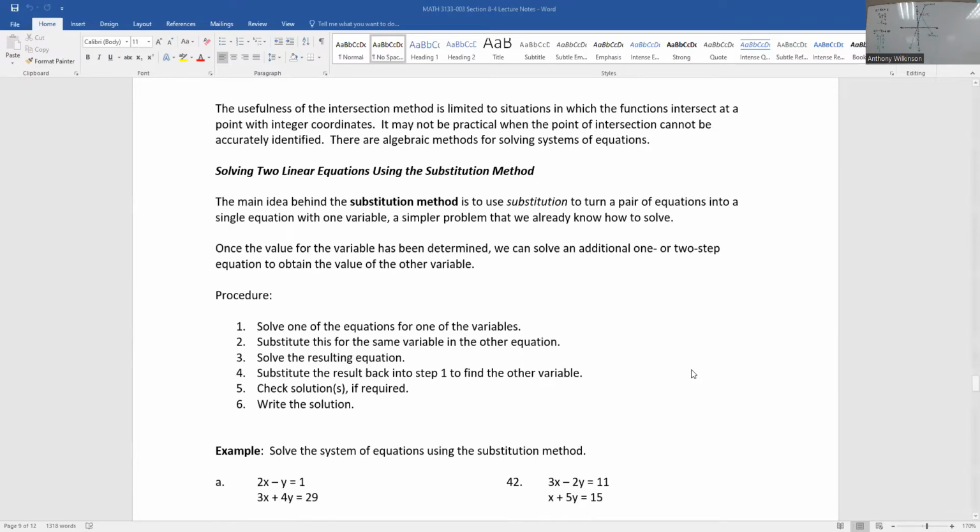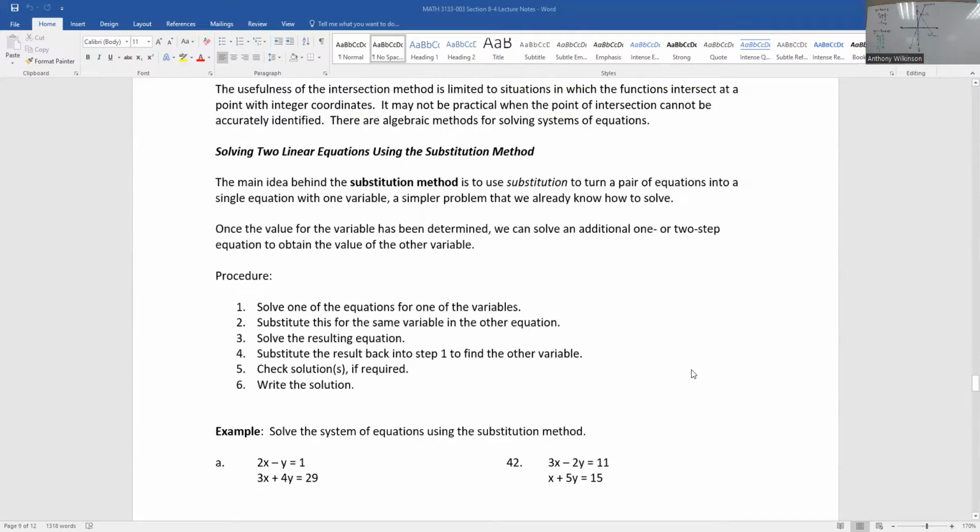Okay. So the next two methods are going to be where you use algebraic methods. One of them is substitution, and the other one will be elimination. We'll first look at the substitution method. In the substitution method, pretty much you're going to substitute an X or a Y from one equation into another equation so that you'll have an equation in one variable, and then you'll be able to solve for that variable, and then use back substitution to solve for the other variable.